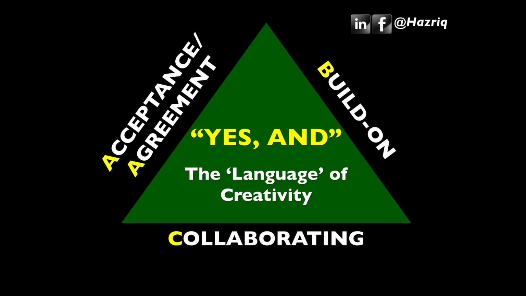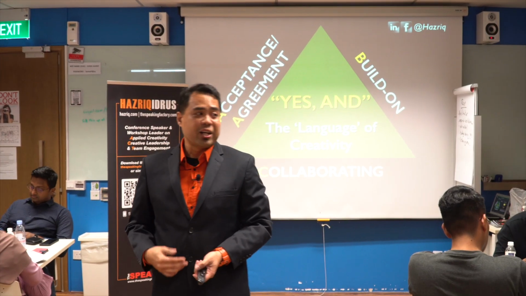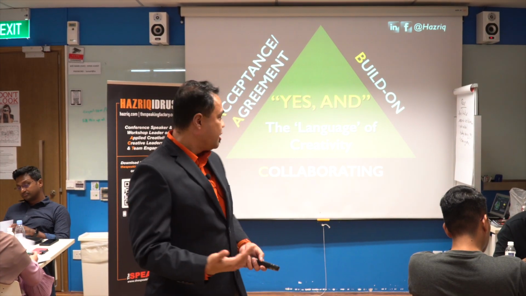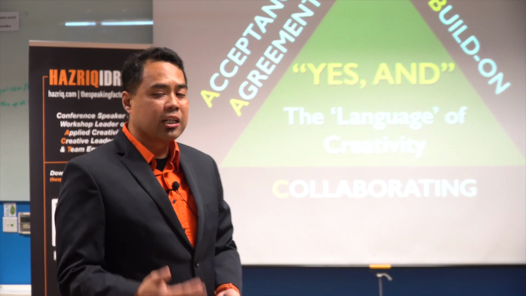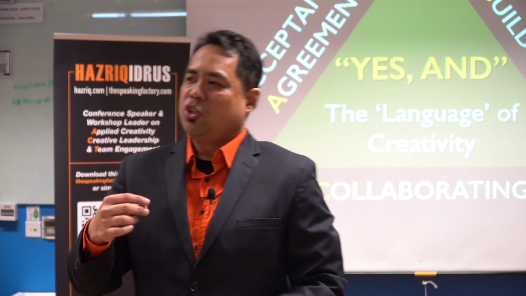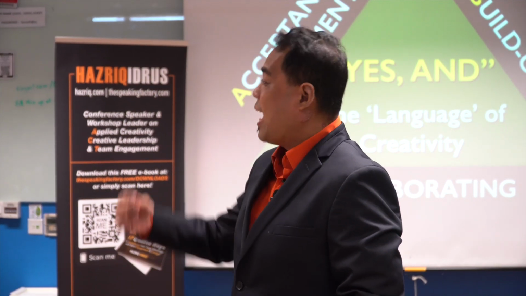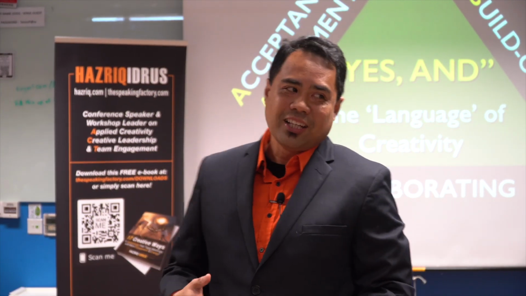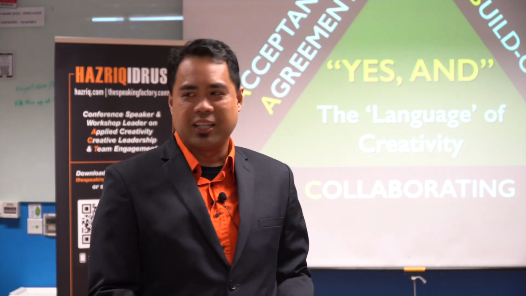And this is what I call the language of creativity. The language of creativity helps us to have a creative mindset, and the language has three components. I call it the ABC. A is about acceptance. When people give you an idea or conversation, you accept the idea. You agree to the idea. Even if you don't like that idea, at least you acknowledge your friend's idea. That's a good thing.